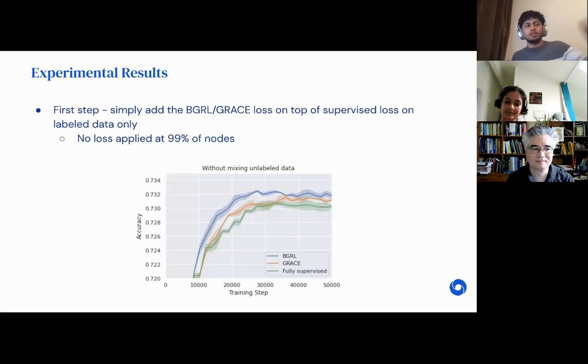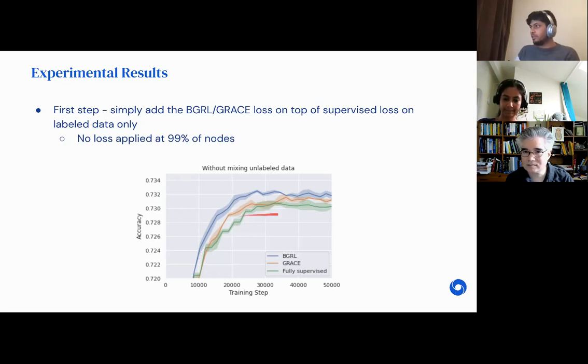Okay, so when trying to implement this, as a first step, we decided to add the unsupervised loss only on the labeled data. So basically, we had these training archive nodes, we have the supervised loss on them, and this unsupervised loss, and just add them together. So loss was not applied at the other 99% of nodes, but we were saying, okay, is it still useful to have these as an auxiliary signal, even if we're not adding unlabeled data, right? And it turns out it is.